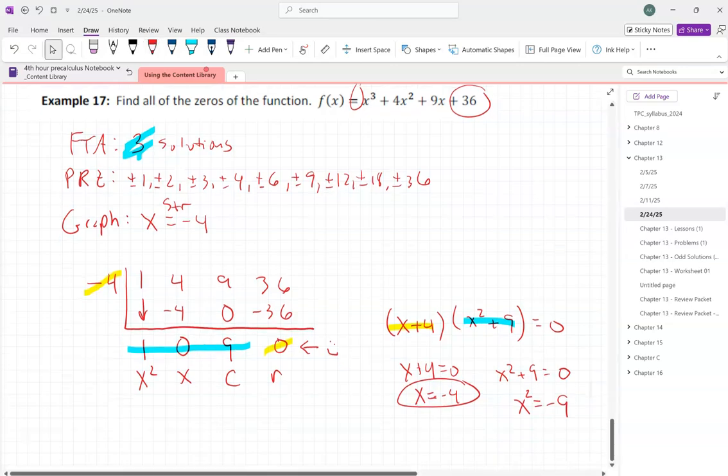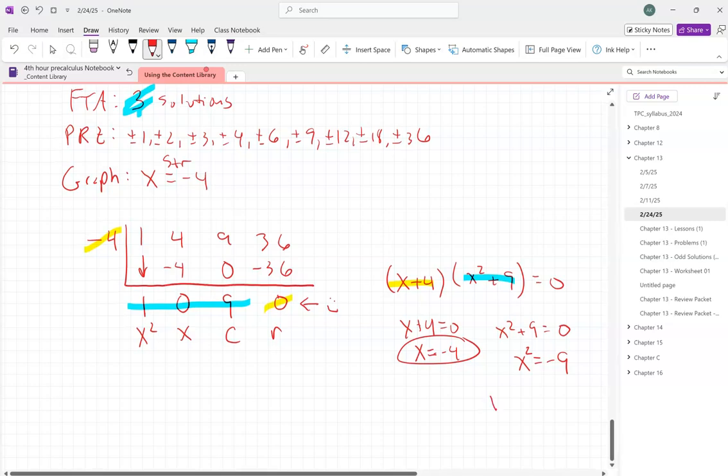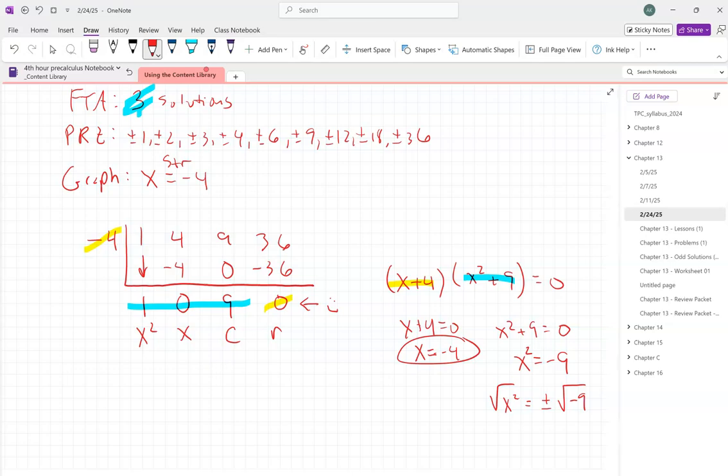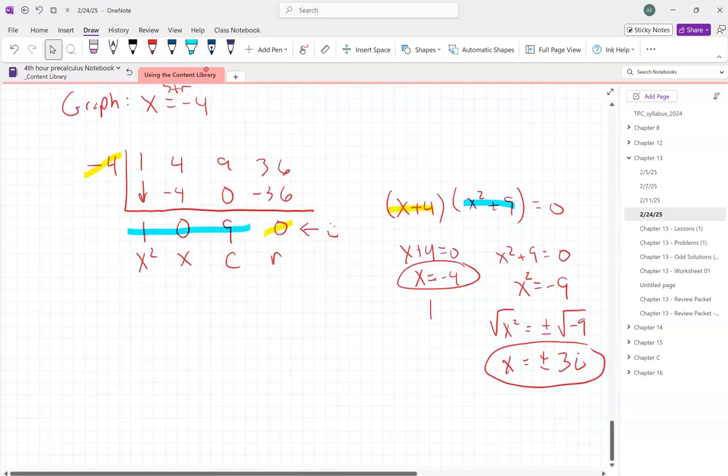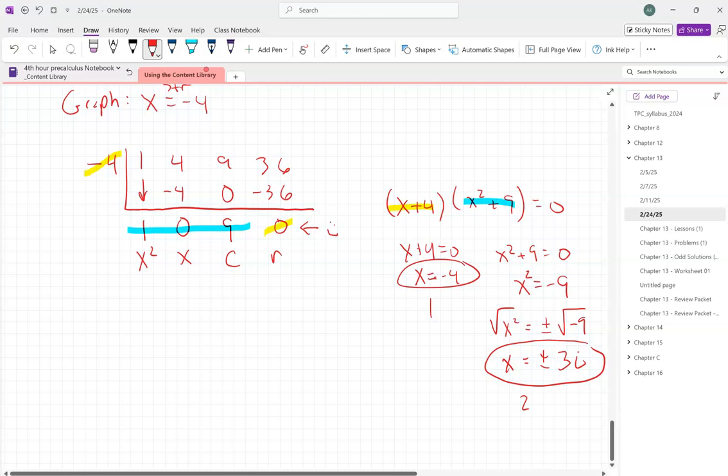So I subtract 9 from both sides. I square root both sides. That gives me plus or minus. The square cancels the square root. When I square root a negative, what do I get? I get an i, and the square root of 9 is just 3. So I have plus or minus 3i. So I have one solution here at -4, a second solution for positive 3i, and a third solution for negative 3i. There's my 3 solutions that I was looking for.